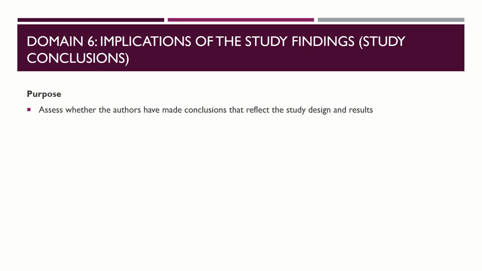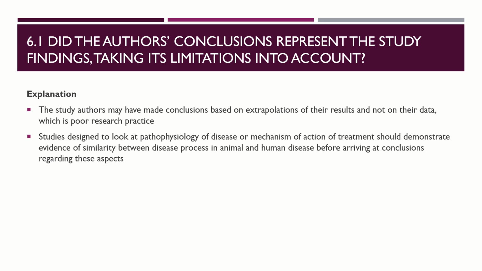Domain 6 is implications of the study findings, otherwise study conclusions. Okay, what's the purpose? It's to assess whether the authors have made conclusions that reflect the study design and results. Signaling question 6.1 is, did the author's conclusions represent the study findings taking its limitations into account?